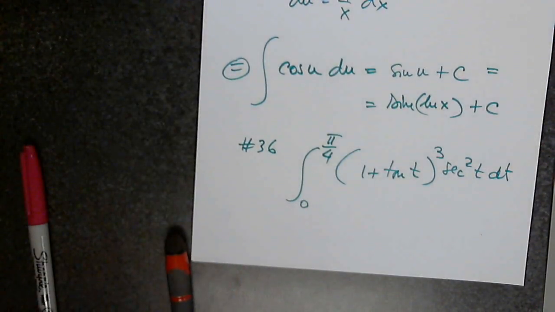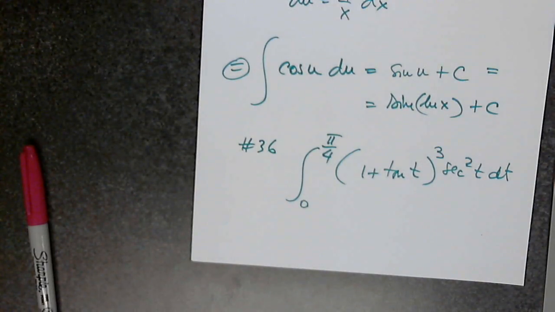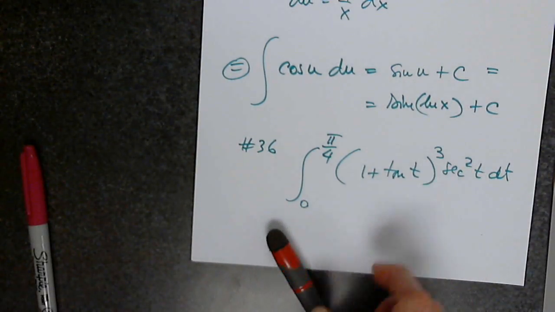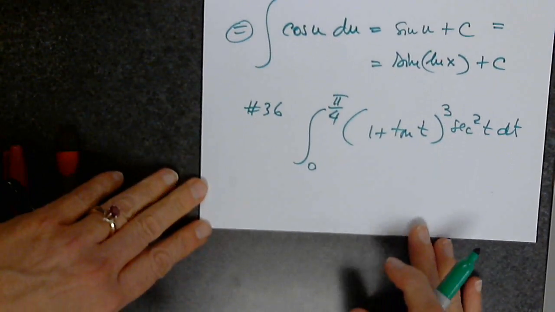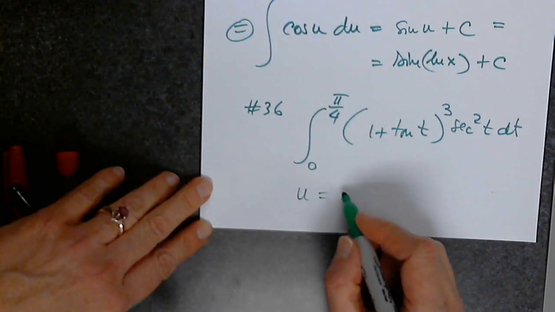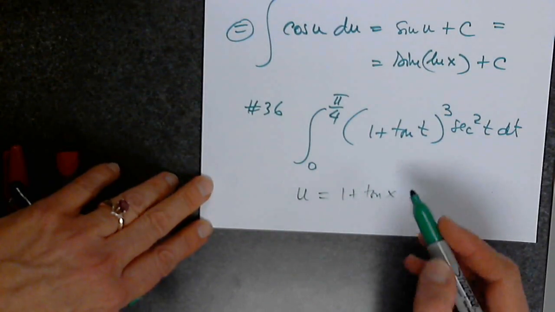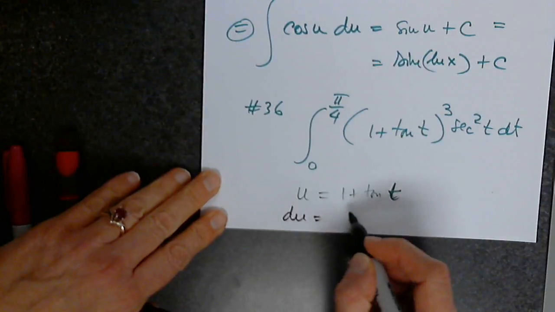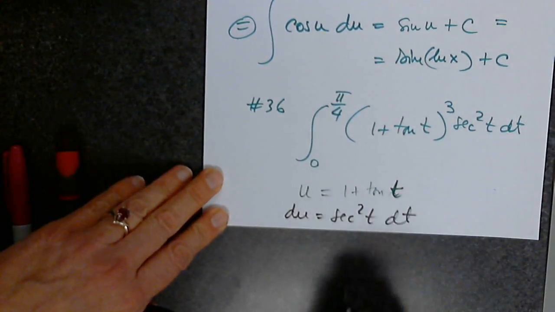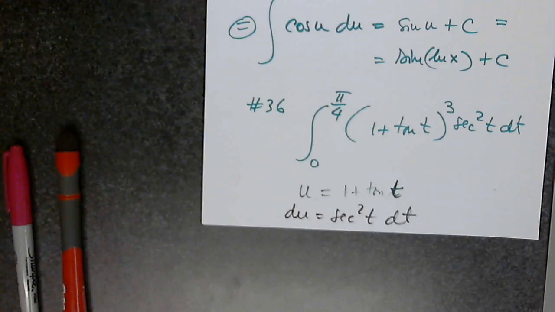Okay, so let's look at this. What bothers me here is this 1 plus tangent t to the third, which I can't expand. I can, but it's awful. So I'm hoping that I can get rid of it by letting u be 1 plus tangent t, but only if du is in the problem. And du equals secant squared t dt. Is secant squared t dt in the problem?